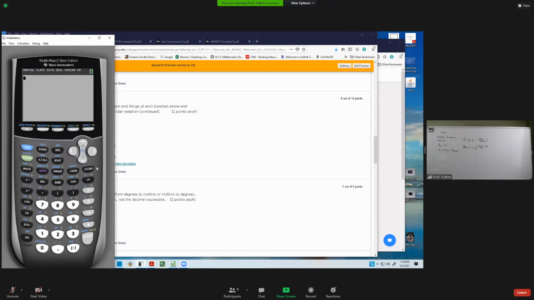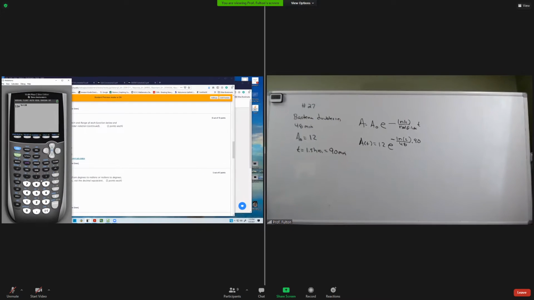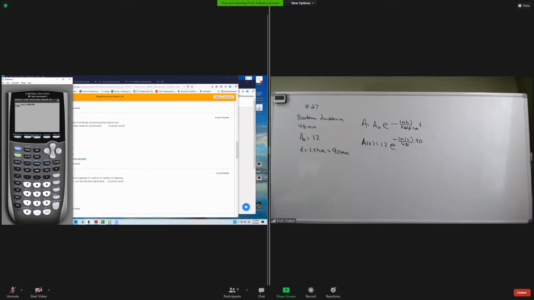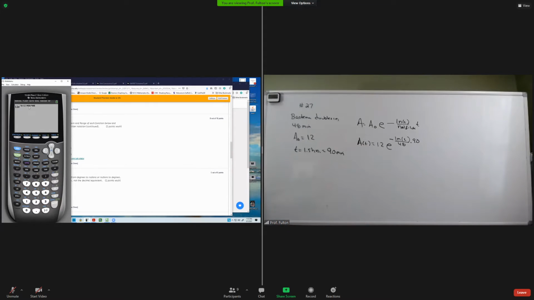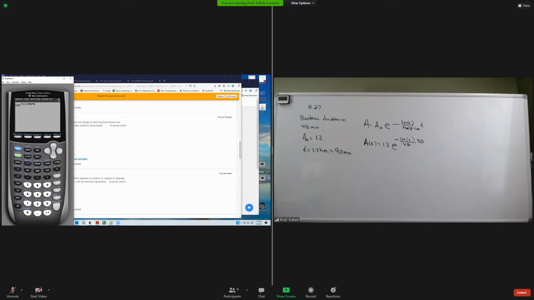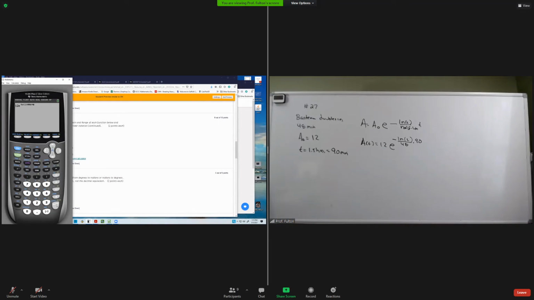I'll clear this out. So I'm going to take my 12 e to the minus natural log of 2. 2 is for doubling. Times 90 divided by 48, putting the 48 behind, adding parentheses in there.